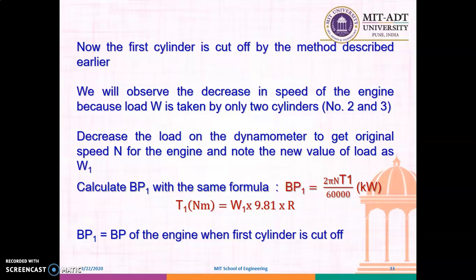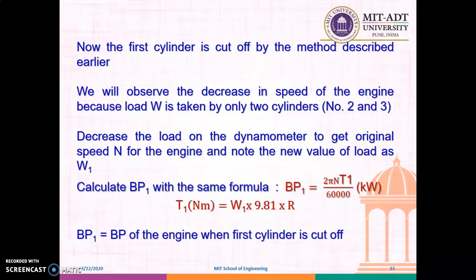So what is going to happen? The speed goes on decreasing. But as I have already explained to you, in the Morse test we have to maintain the speed constant. Now what do we have to do? Decrease the load on the dynamometer, keep the throttle position constant, decrease the load on the dynamometer so that we can get the original speed n, and note down the new value of load. Of course it is a decreased load, and that is W1.